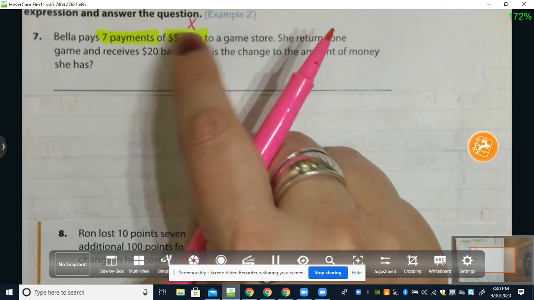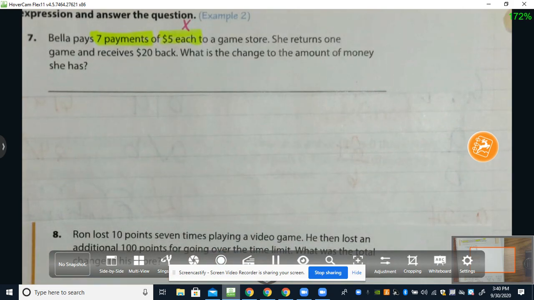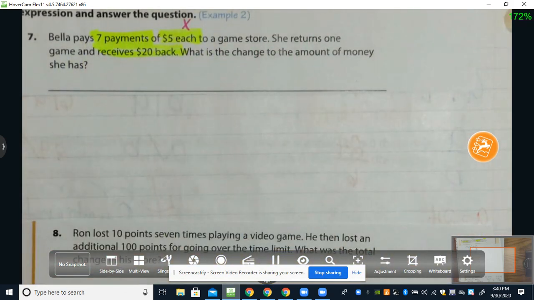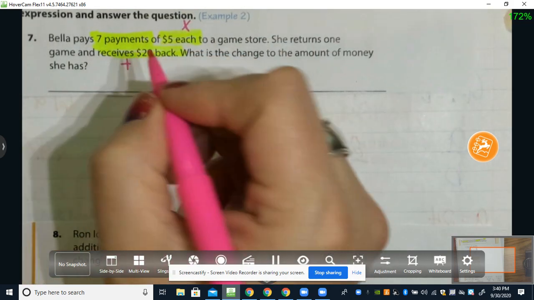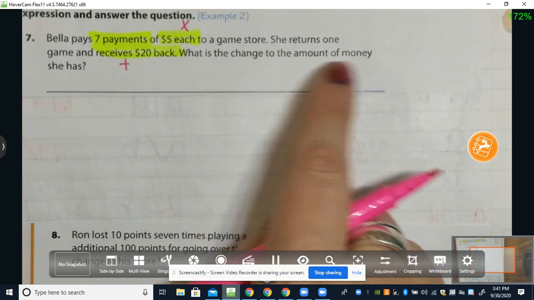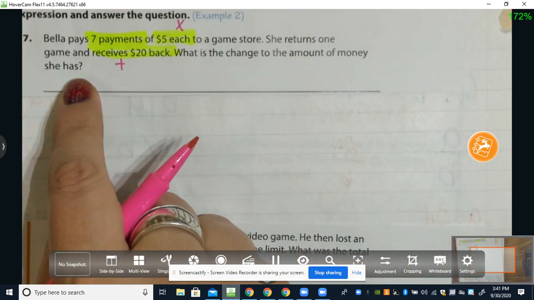She returns 1 game and receives $20 back. So if we think of it, she's getting $20 back. We know that this would be a positive. She's gaining that money back. What is the change in the amount of money she has?